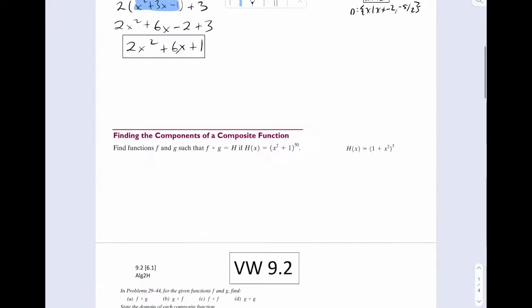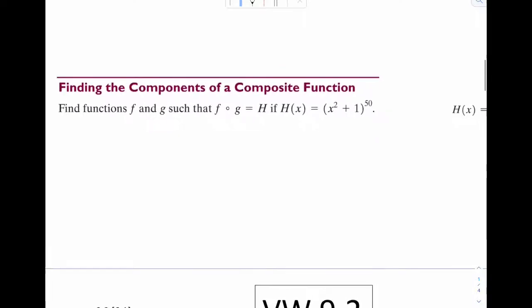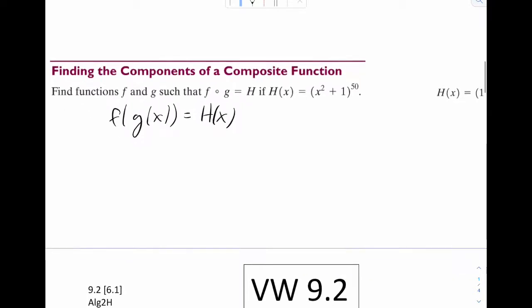Now for our final part, it says find the components of a composite function. So notice how it says f of g is h. So I'm going to write that. F of g is h of x. And it's telling us h of x is this thing right here. So f of g of x is x squared plus 1, or sorry, x squared plus 1 quantity to the 50th power. What we're trying to figure out is what is f of x and what is g of x.